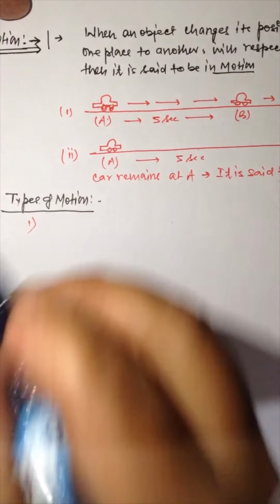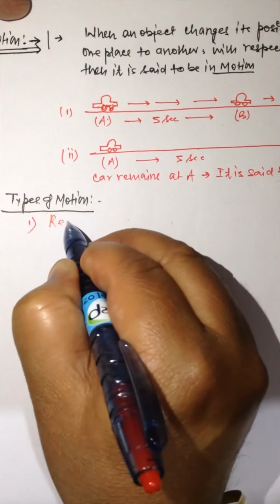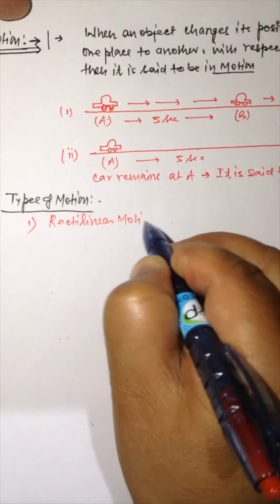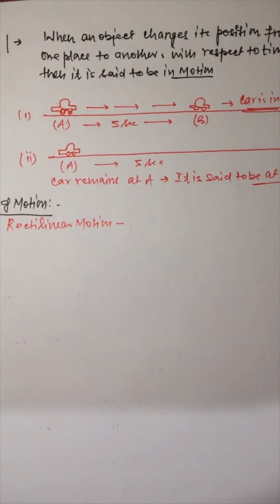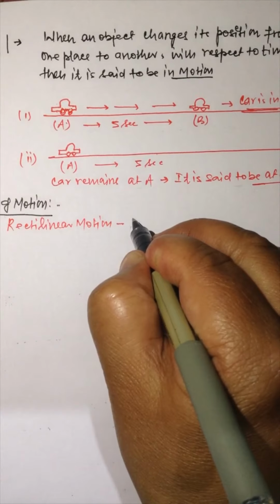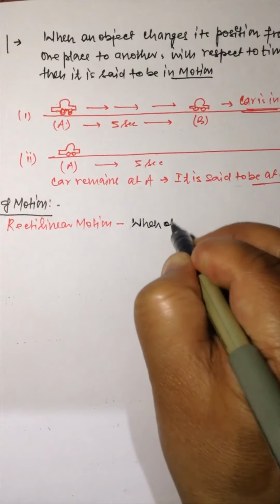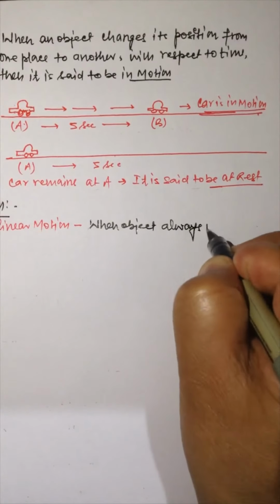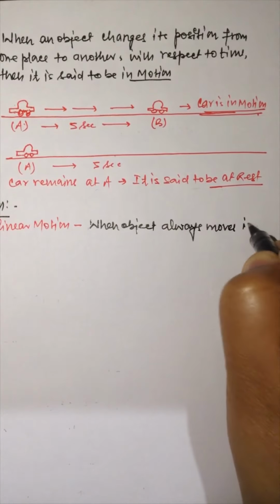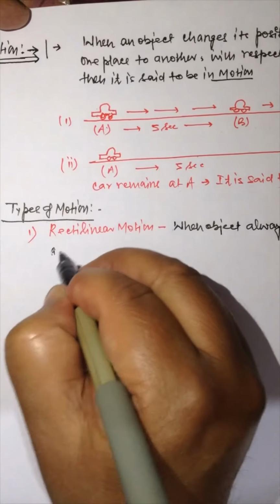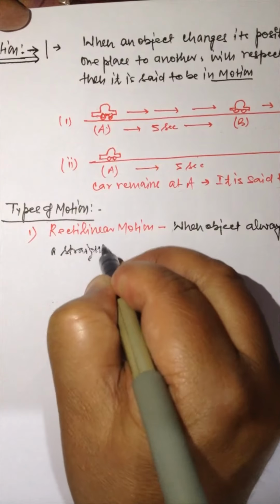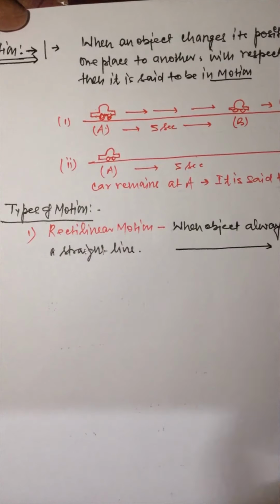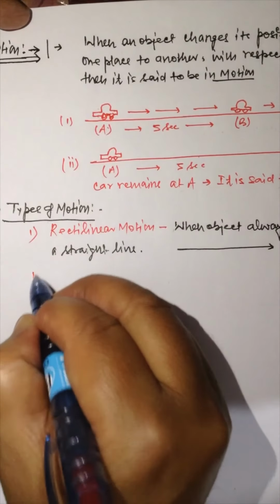First, number one, that can be rectilinear motion. That means motion always in a straight line. Object always moves in a straight line like this, okay.